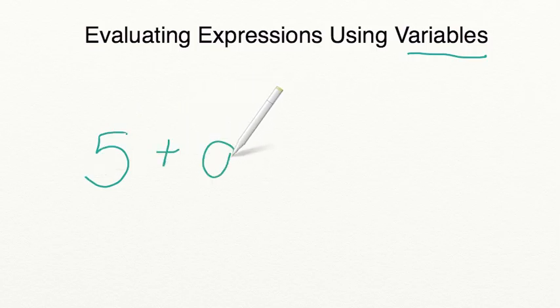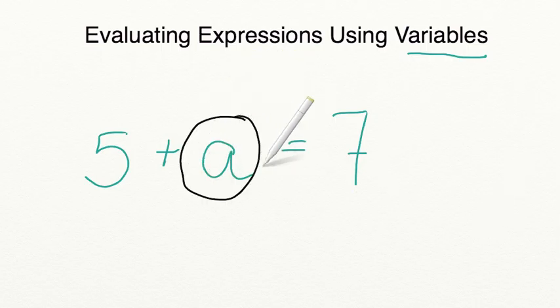Let's begin today by discussing what a variable is. A variable is a letter that is used to replace a number. For example, 5 plus a equals 7. In this equation, we are replacing a number with the variable a. A is a letter that's representing a specific number.